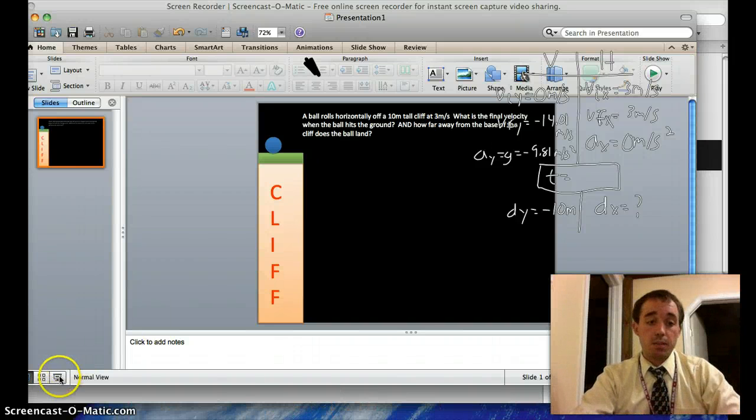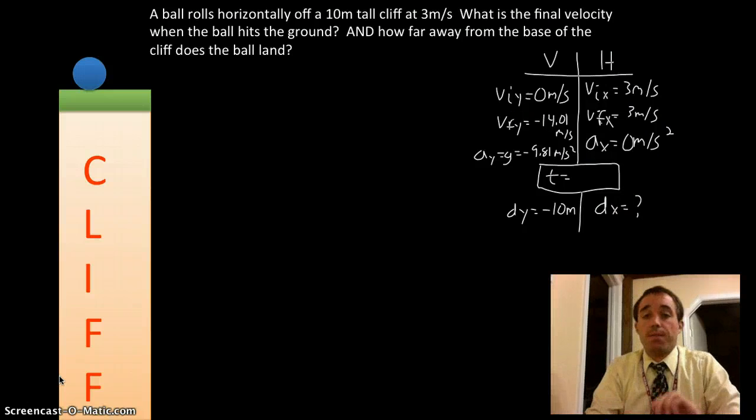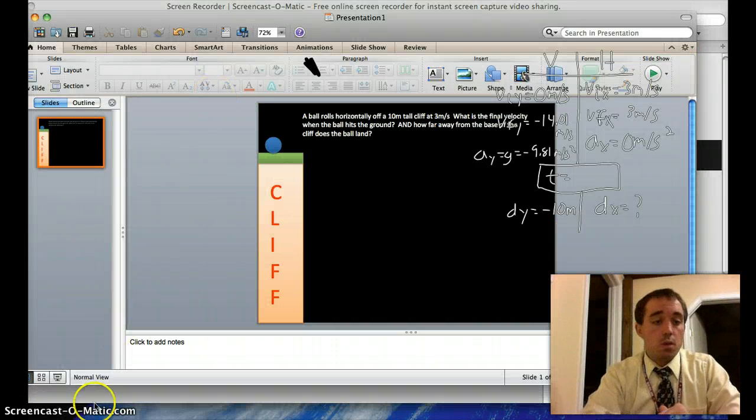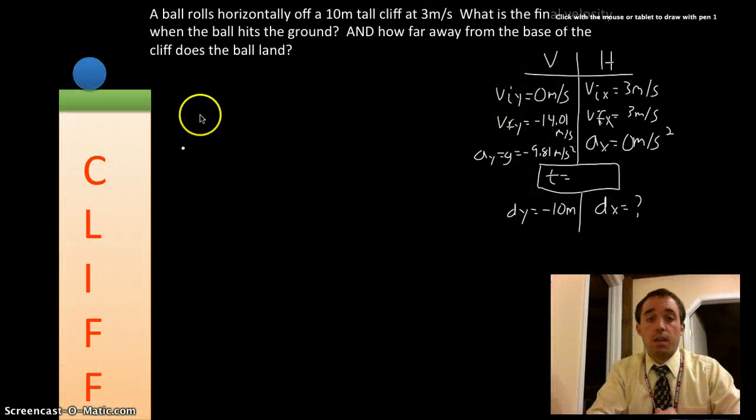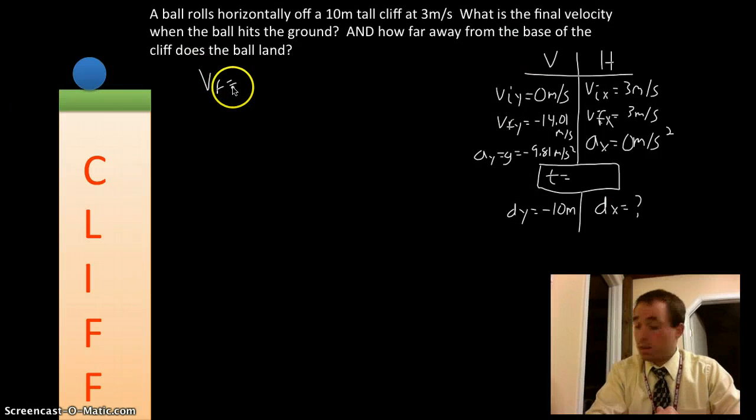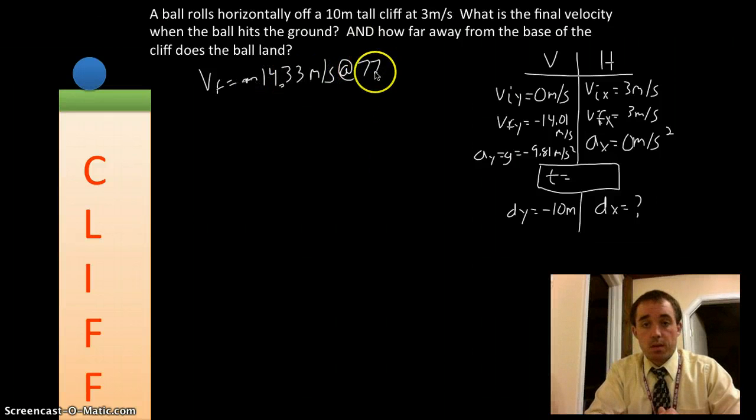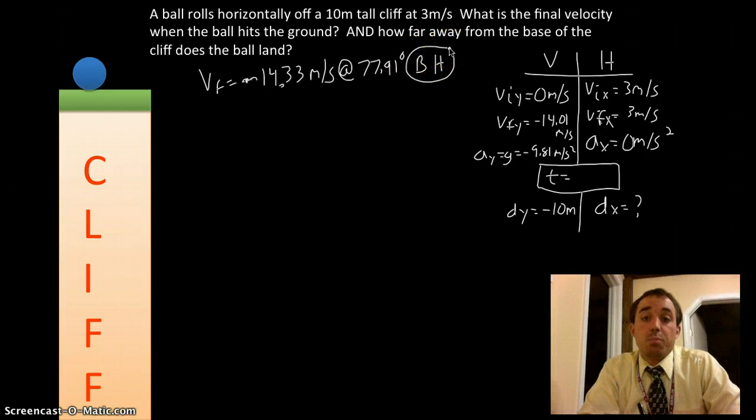Hey again, everybody. Last video, I just want to finish up and find how far away from the base of the cliff the ball lands. In the last video, obviously, we found that the final velocity was VF equals 14.33 meters per second at 77.91 degrees below the horizontal.